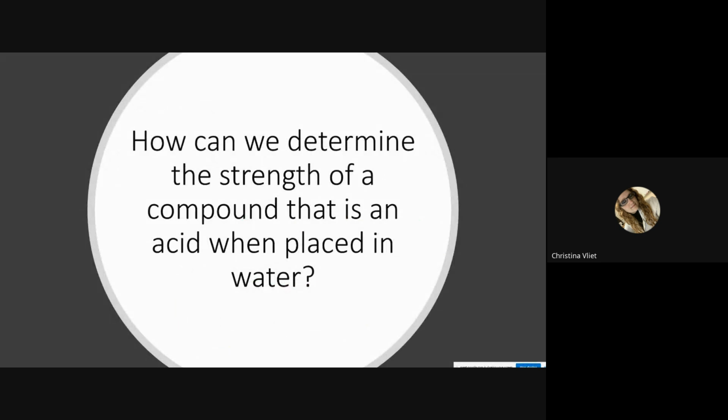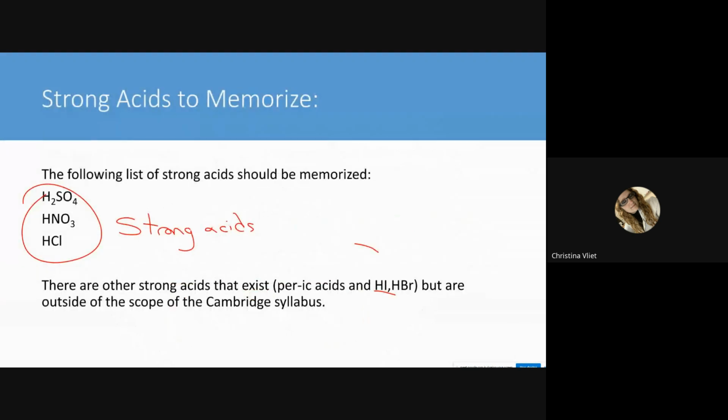So, how can we determine the strength of a compound that is an acid? Unfortunately, you are going to have to memorize the 3 strong acids. And they are the 3 I've been talking about. Sulfuric acid, nitric acid, and hydrochloric acid. You have to assume that all of these break apart their H+ completely. There are other ones that exist, but they're outside of the Cambridge syllabus, so I'm not going to ask you to memorize anything that Cambridge doesn't ask you to memorize. So those are the only 3 that you need to know by heart.